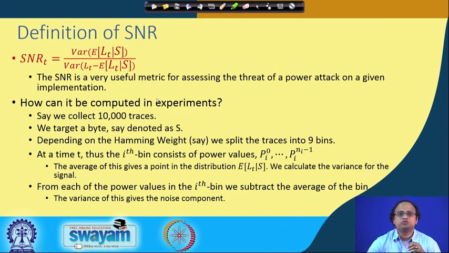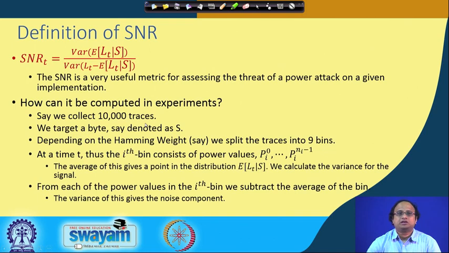So the SNR is a very useful metric for assessing the threat of a power attack on a given implementation, and the question is how can you really evaluate it in experiments. This is a very important point to understand, because when you do your experiments, you have to estimate the SNR of the power trace.